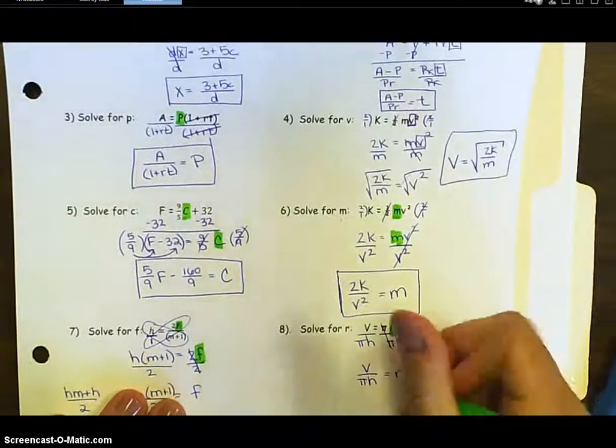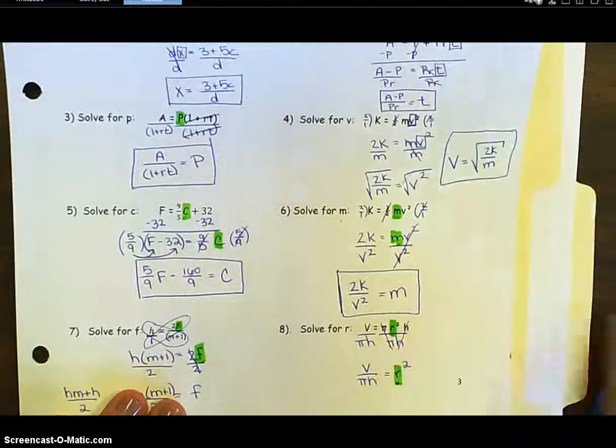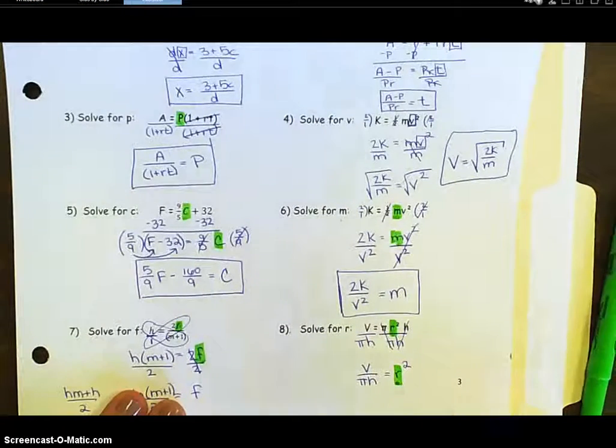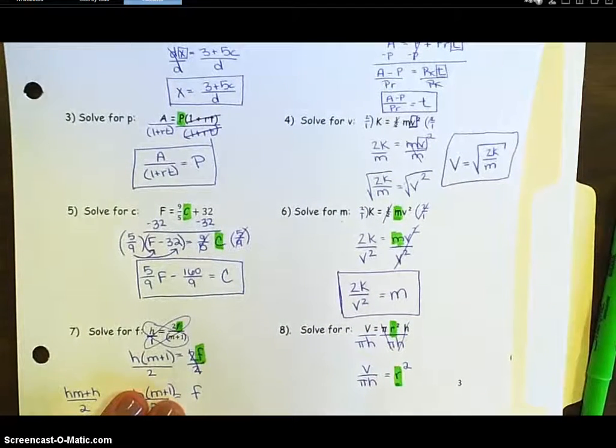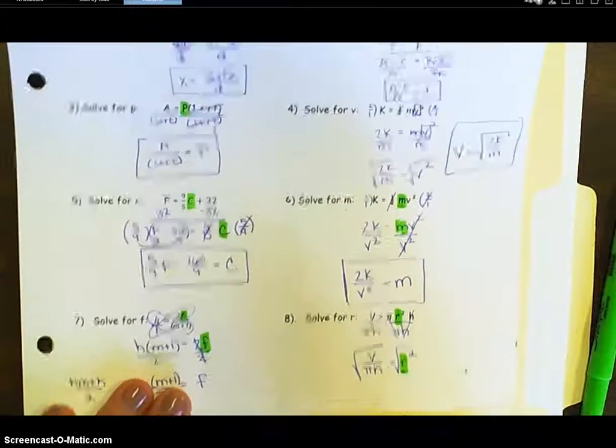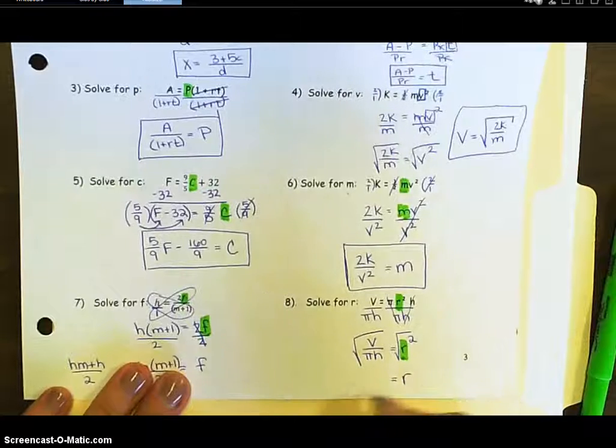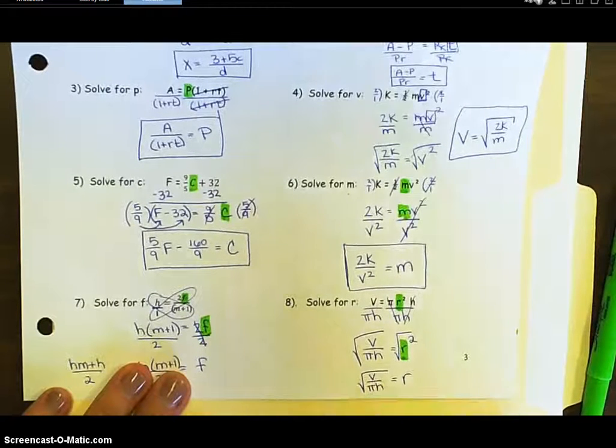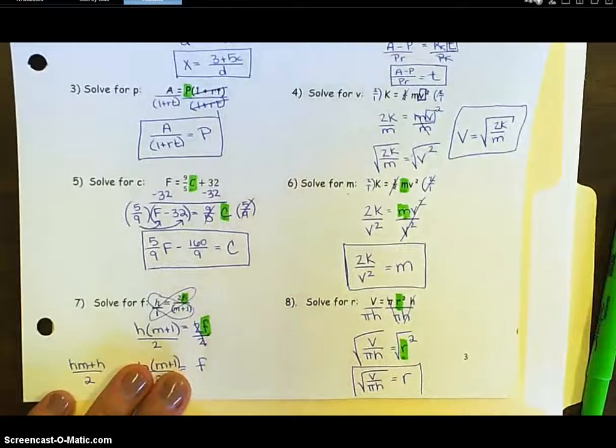All right, so here's my r. We're almost there, except now, take a look. It is r squared. So now we have to get rid of that squared. So how do we get rid of a squared? You take the square root. So now our final answer. R is equal to the square root, and everything is underneath it. v over pi h. And our final answer.